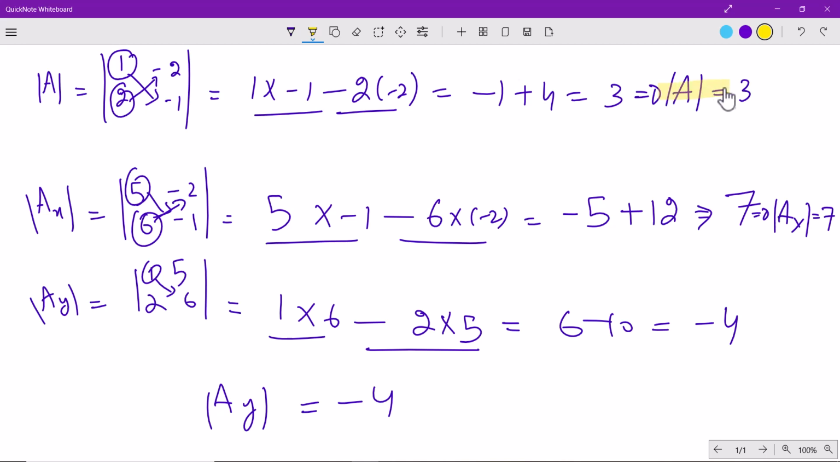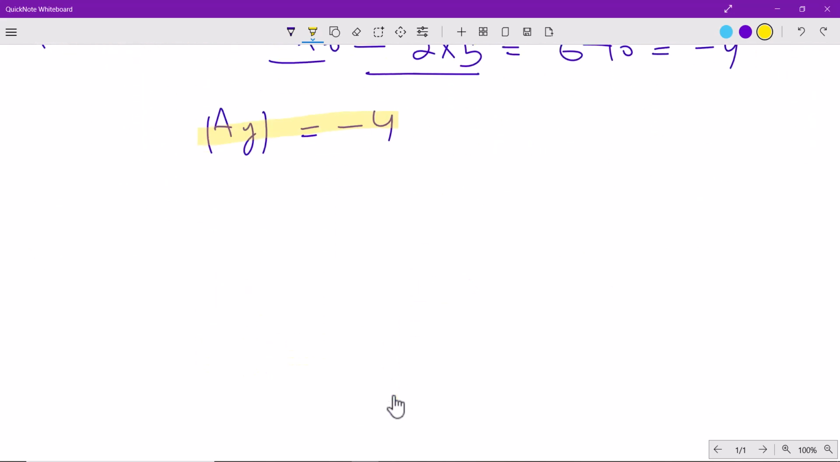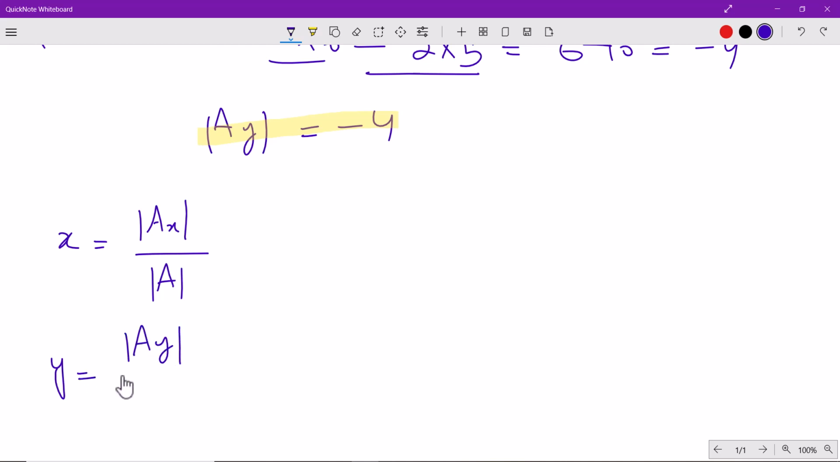Ay determinant is equal to minus 4. We have the A determinant value, the Ax determinant value, and the Ay determinant value. Now to find x, we take Ax determinant divided by A determinant. To find y, we take Ay determinant divided by A determinant.